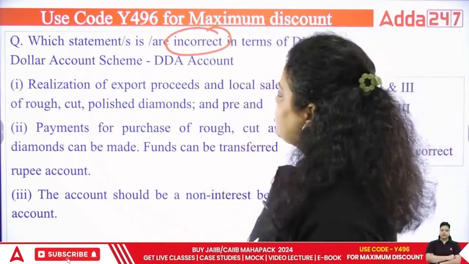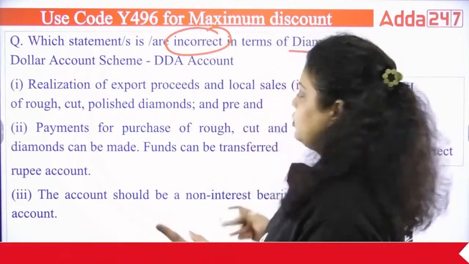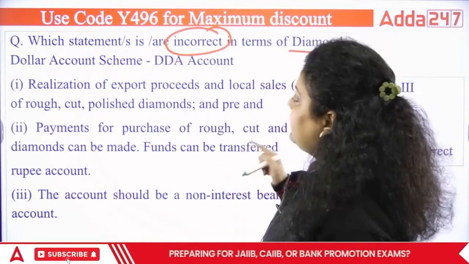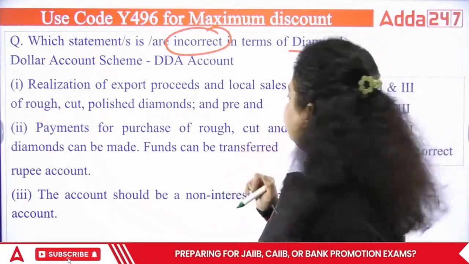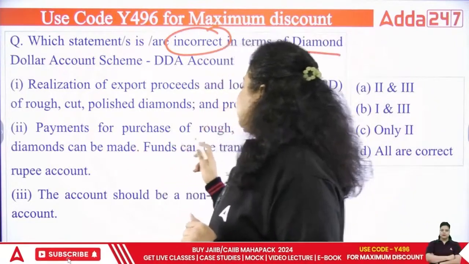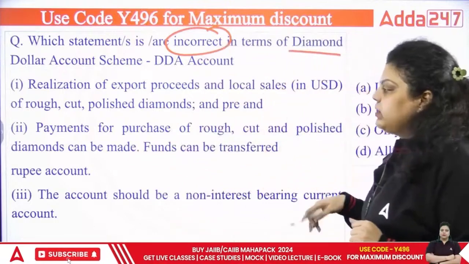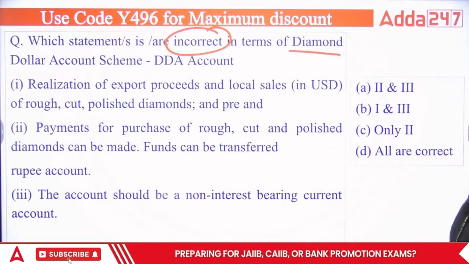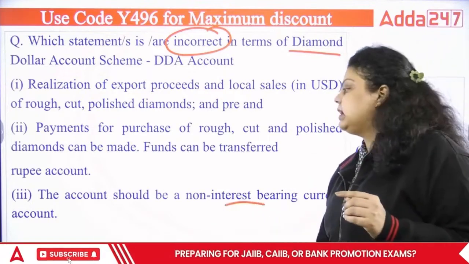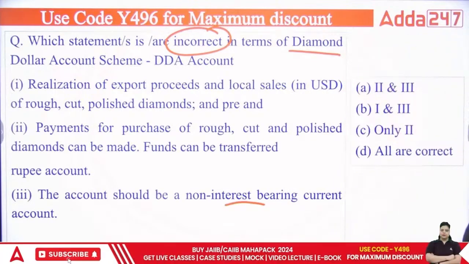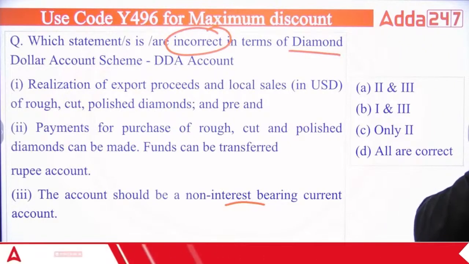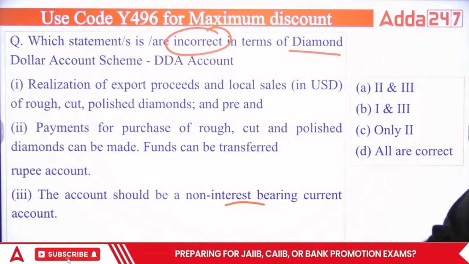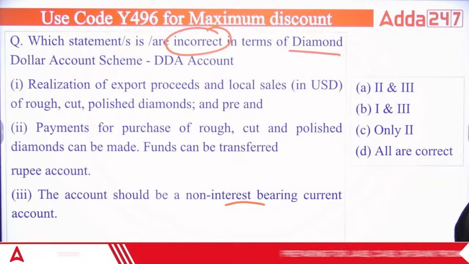First is saying realization of export proceeds and local sales in US dollar of rough, cut and polished diamonds and pre-. Payments for purchase of rough, cut and polished diamonds can be made, funds can be transferred from the rupee account. Third, the account should be a non-interest bearing current account. So we are talking about the Diamond Dollar Account, and you have to answer which of the following is not correct in context to your Diamond Dollar Account scheme. A, B, C or D?